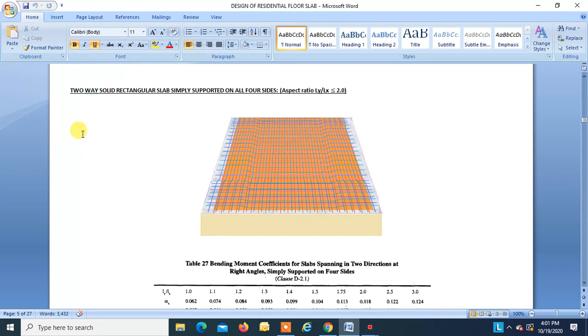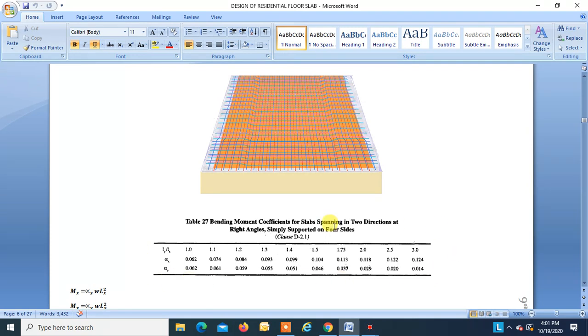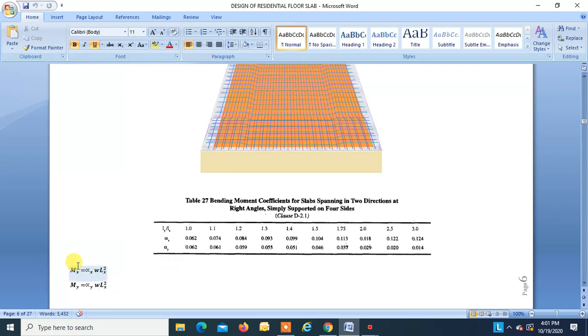Two-way solid rectangular slab simply supported on all four sides. As it is two-way, the aspect ratio Ly by Lx should be less than or equal to 2. This is a slab supported on all four sides with edges not held, simply supported. So the code has given this table: bending moment coefficients of slab spanning in two directions at right angles simply supported on four sides. You can get the coefficients alpha x and alpha y, and you can find Mx and My.